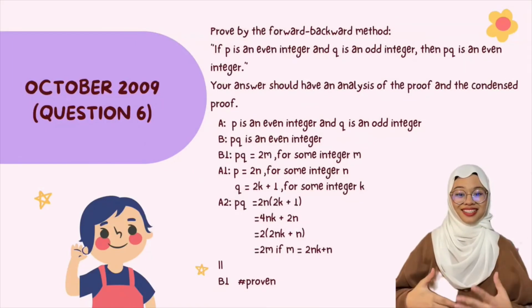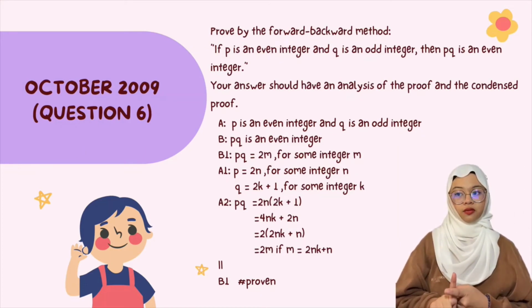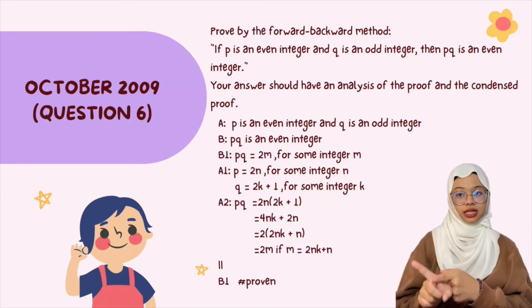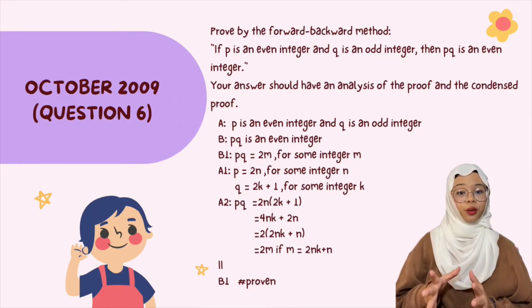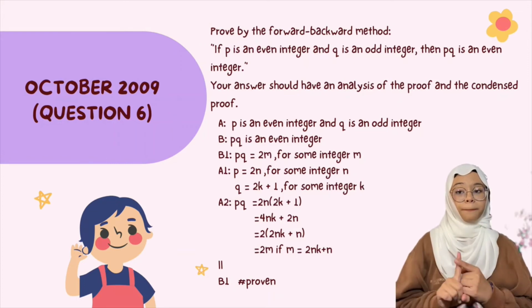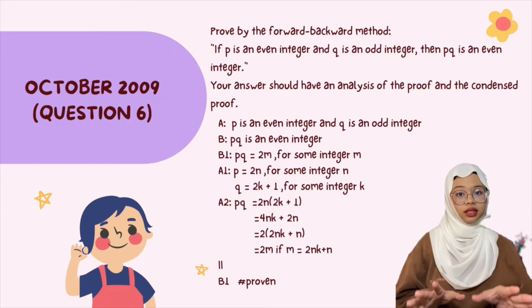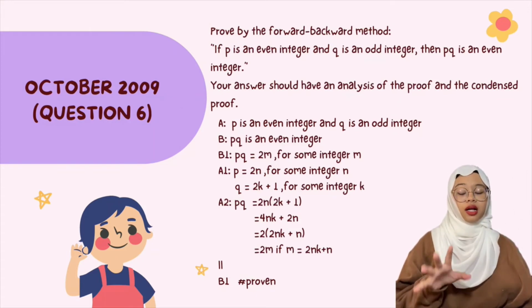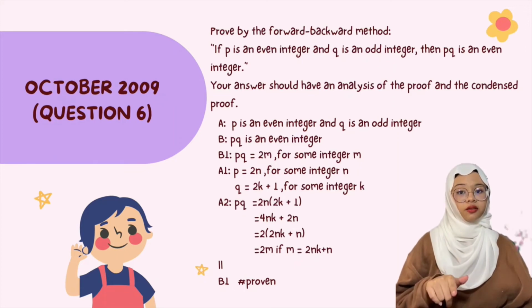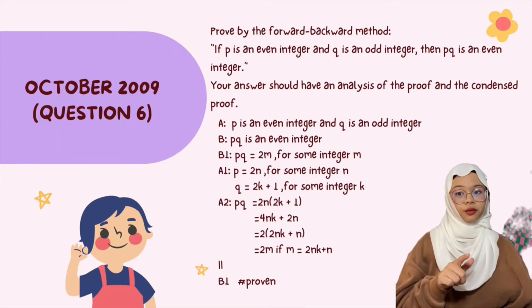Now, let us see the example questions. Question number 1 is from October 2009, question 6. Okay, the question is, prove by the forward-backward method: if P is an even integer and Q is an odd integer, then PQ is an even integer. Your answer should have an analysis of the proof and the condensed proof. So now we move to the analysis of the proof.